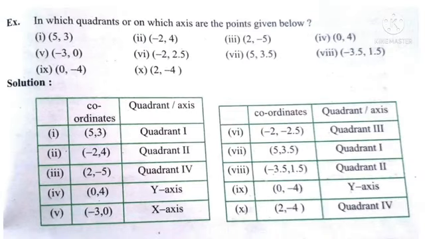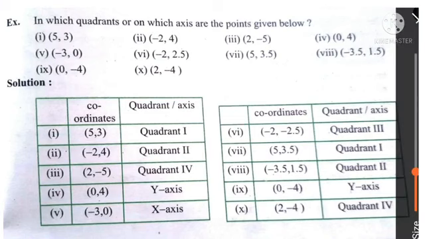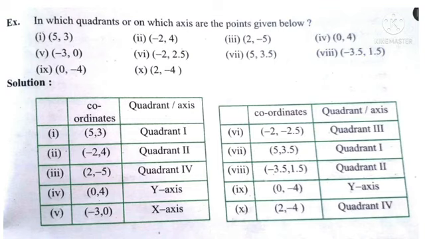Similarly, see the next, in which quadrant or on which axis the following points lie. See one by one. First, 5, 3. 5, 3 means both coordinates are positive, therefore it lies in the first quadrant. Then minus 2, 4, the x coordinate is negative and the y coordinate is positive, so it lies in the second quadrant.